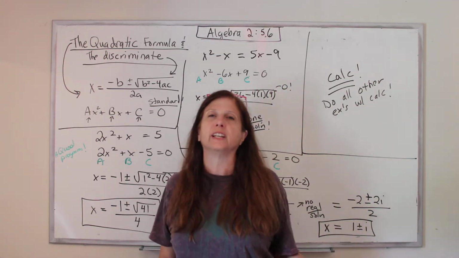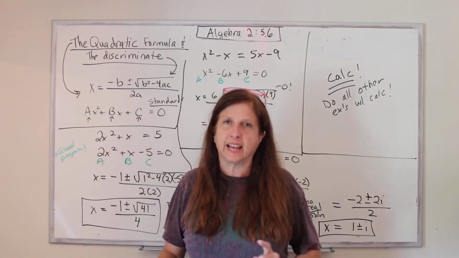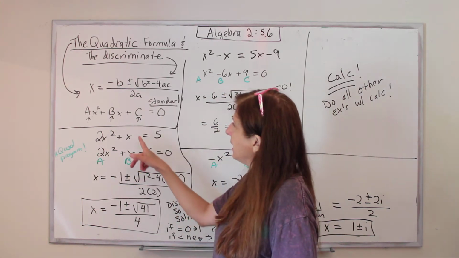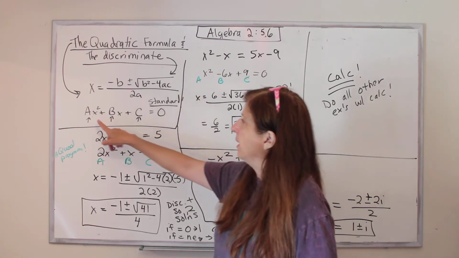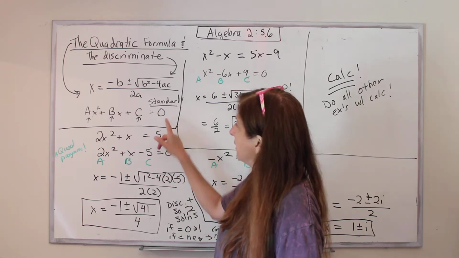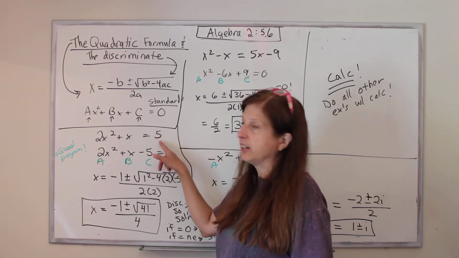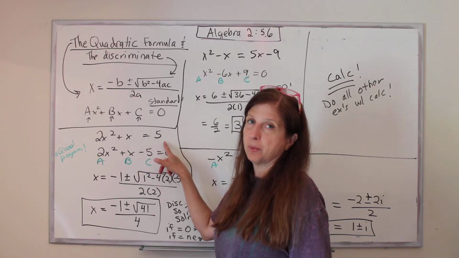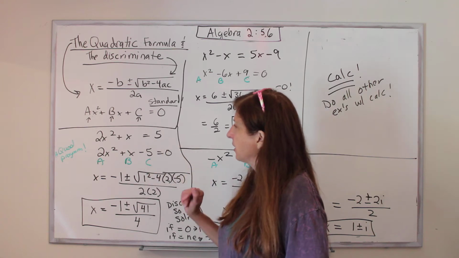Remember, the solution is where the parabola crosses the x-axis. First, you have to have the equation in standard form: your squareds, then your x's, then your bare numbers, with a 0 on one side. So this one, we got 5 over here, we got to move it over here by doing the opposite. What's the opposite? Plus 5, minus 5. What we do to one side, we do to the other. So it goes over there.